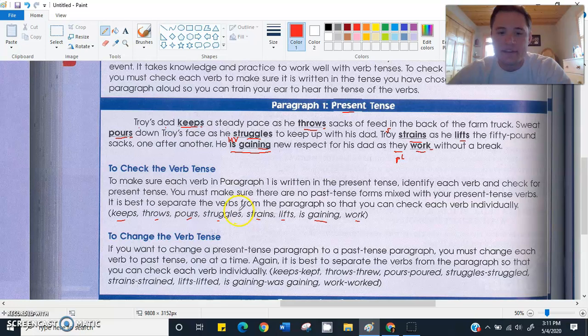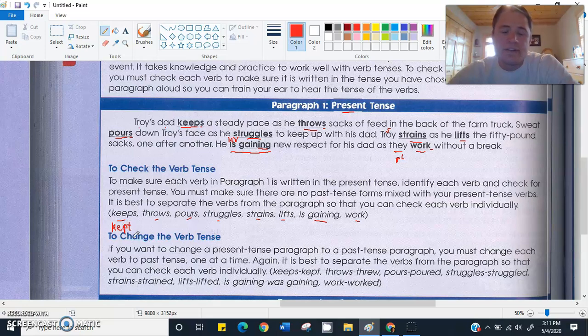So you're going to actually have to practice, what if I change these from present into past? All right, the way we would do that, we would take each one and we have to know, what's the past of keeps? It's irregular. It's not going to end in ED. It ends in T, and it changes the vowel. If Troy's dad keeps a pace today, what if he does it yesterday? Troy's dad kept a steady pace yesterday, right?